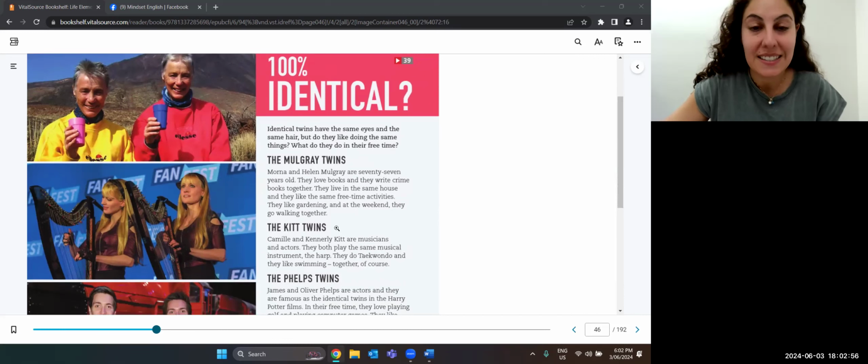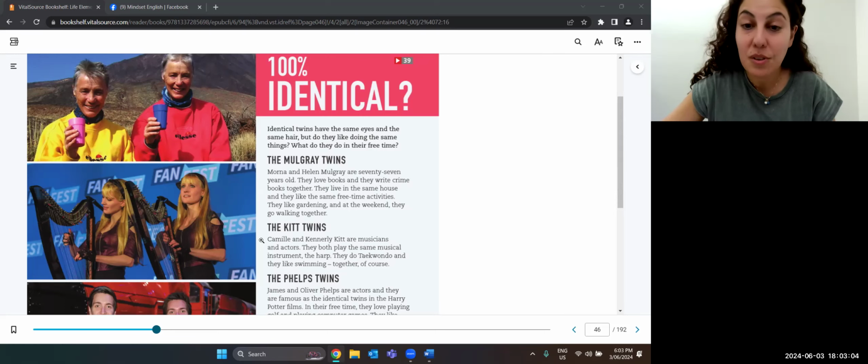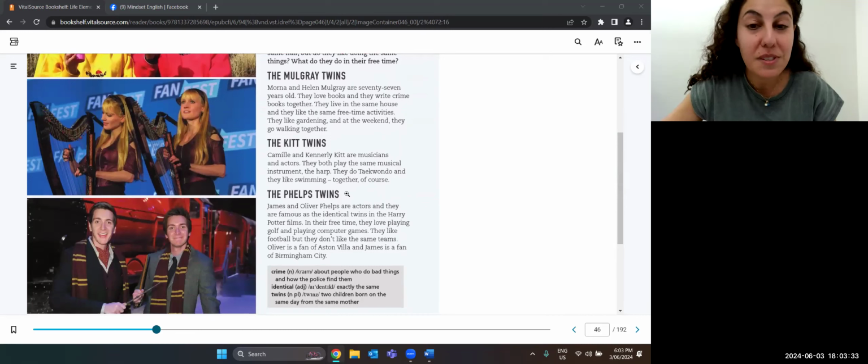The Kit twins. Camille and Kennelly Kit are musicians and actors. They both play the same musical instrument, the harp. They do taekwondo and they like swimming together, of course.